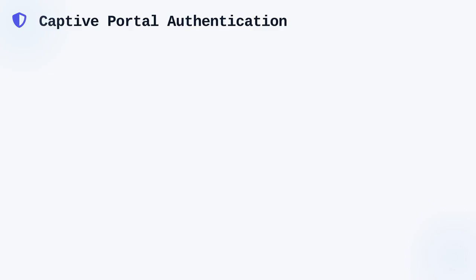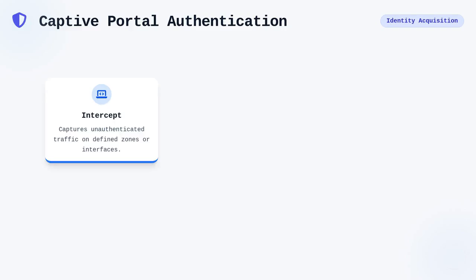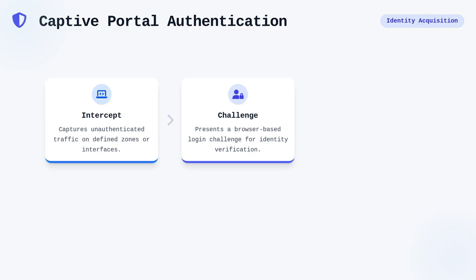When dealing with more traditional web-based authentication needs, the captive portal remains a standard, yet sophisticated, alternative for identity acquisition. This method intercepts unauthenticated traffic on a defined zone or interface and presents a login challenge to the user directly within their browser. The captive portal is often the last line of defense in identifying a user, especially when the device does not belong to the domain and lacks a persistent agent.